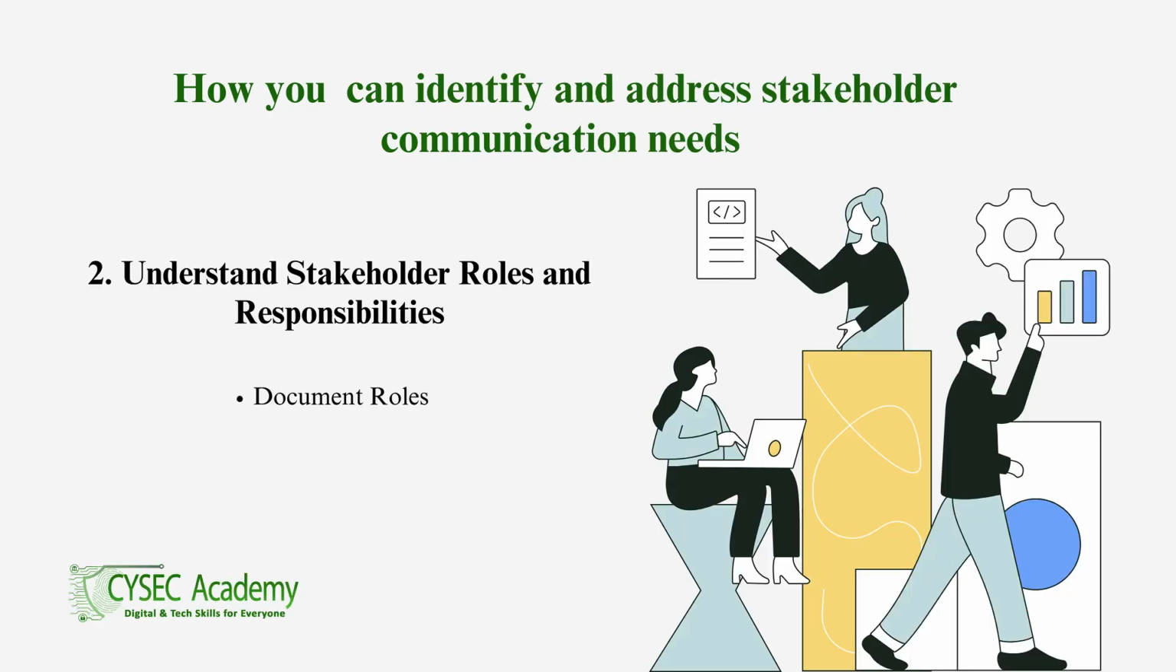2. Understand stakeholder roles and responsibilities. Document roles. Clearly define the roles and responsibilities of each stakeholder in the project. This helps in understanding their level of involvement and the type of information they require. For example, in a software development project, developers need detailed technical specifications, while the marketing team needs high-level progress updates.